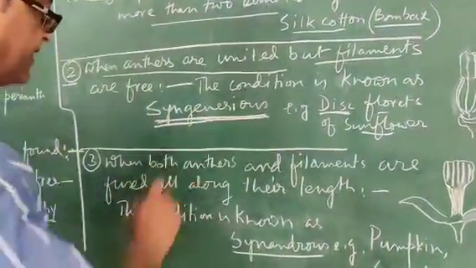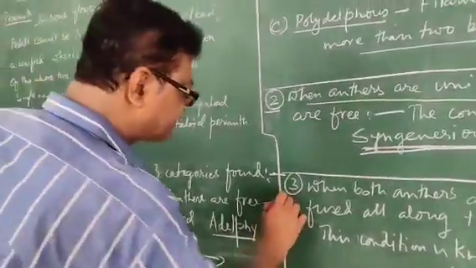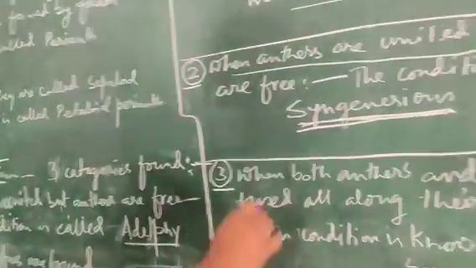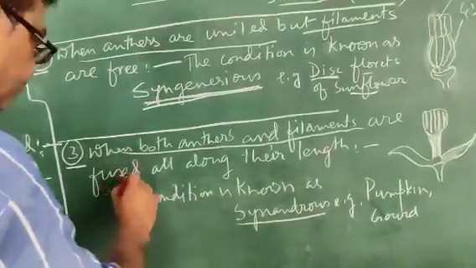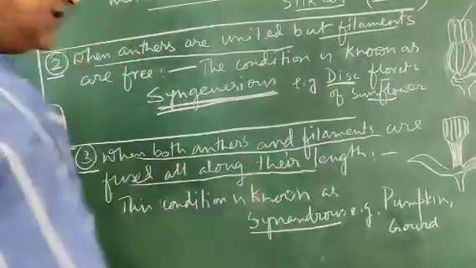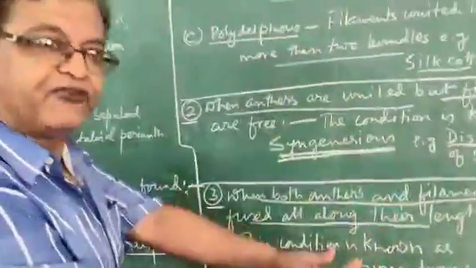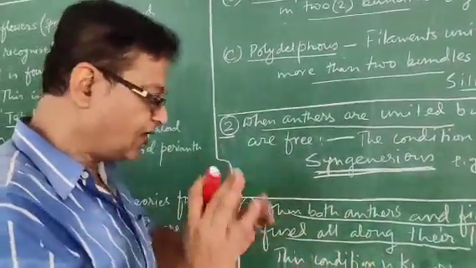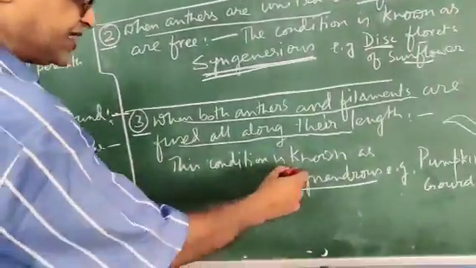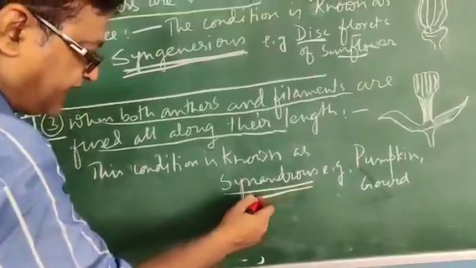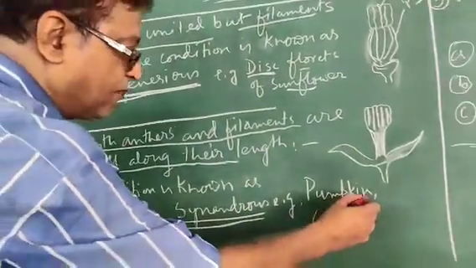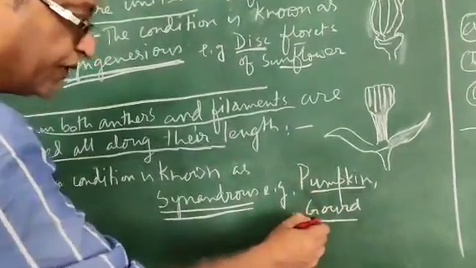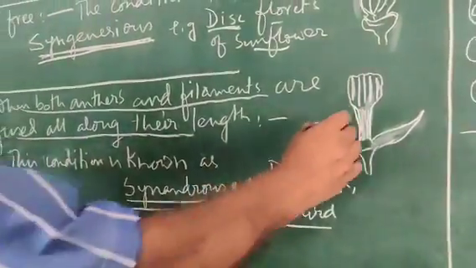Remember the term syngenesious. The third type of variation is when both anthers and filaments are fused all along their length. That means all are fused together. This condition is known as synandrous condition. Synandrous. Example is pumpkin, gourd. And the condition is this.